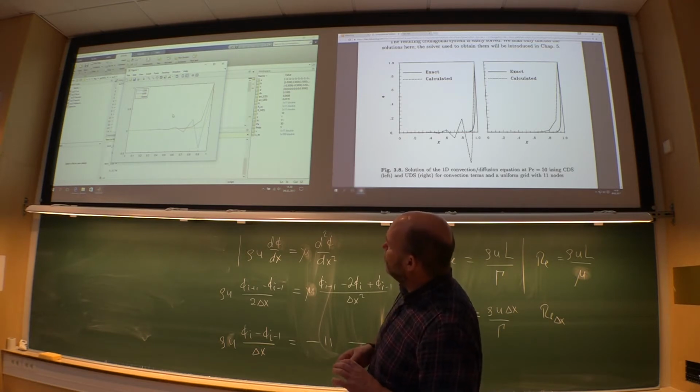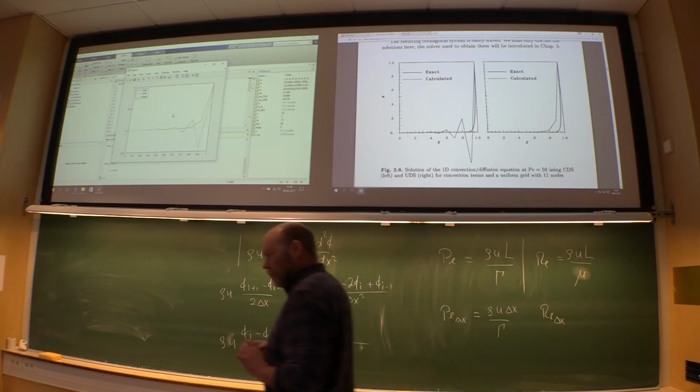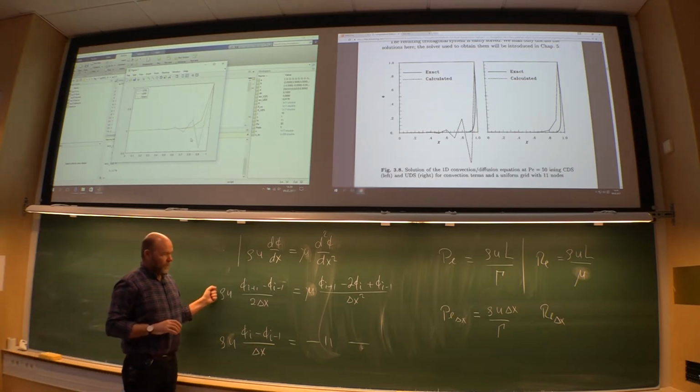And now the UDS, well, it has sort of the correct idea at least. But the differences here are quite big. So it's stable, but it's not a good solution. But here we actually got an unstable solution, more or less. How can we see an unstable solution here from these equations?